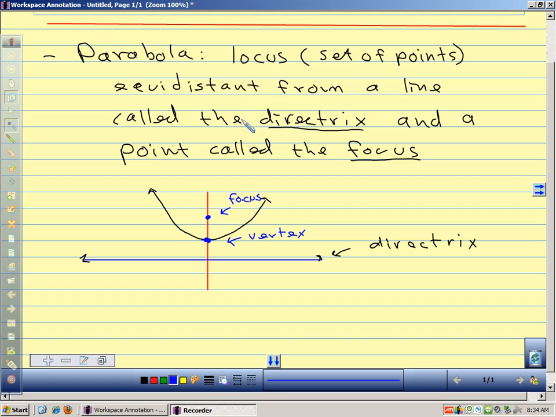And the definition tells us that if we look at the distance from the directrix to the parabola, and this makes a 90-degree angle, d1, and I go from the parabola to the focus, d2, then d1, the distance from the directrix to the parabola, is the same as the distance from the parabola to the focus. And if we use the distance formula for this line and this point to the parabola, we would come up with the equation for a parabola.